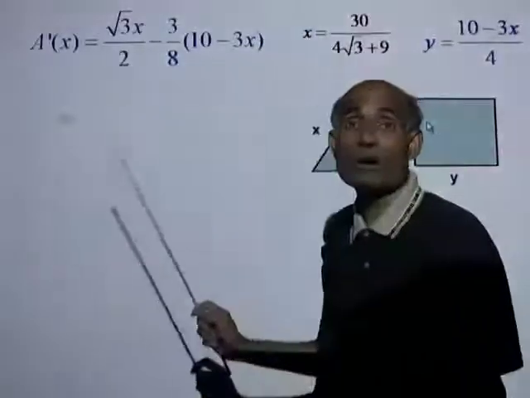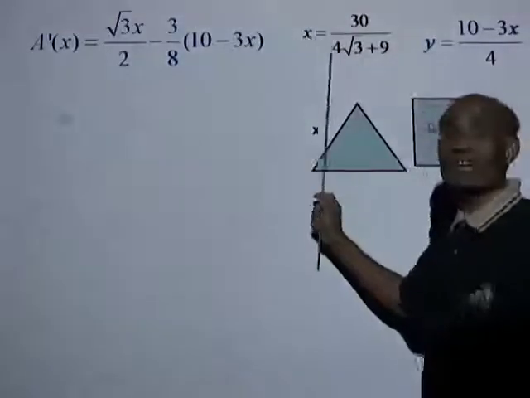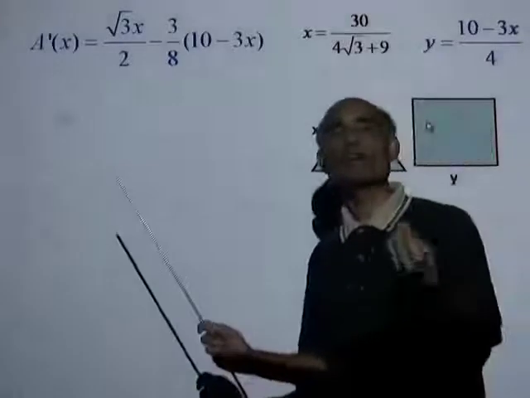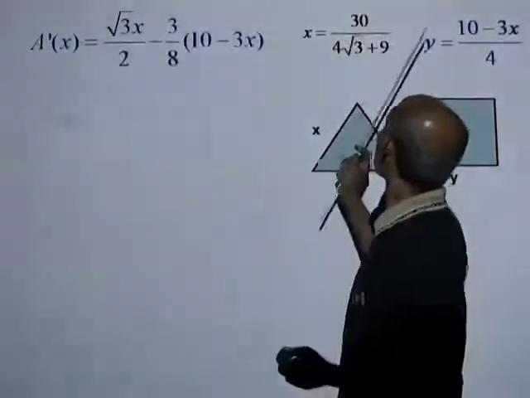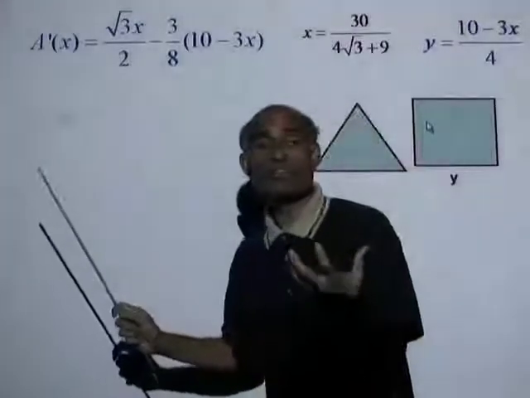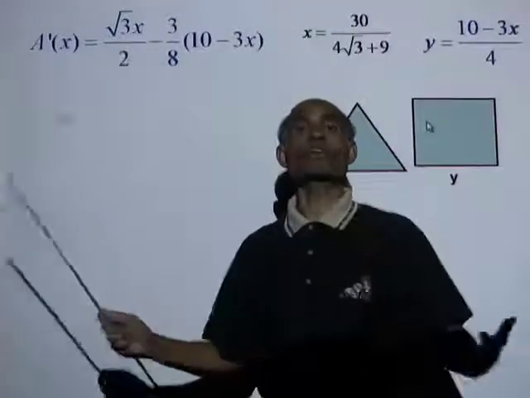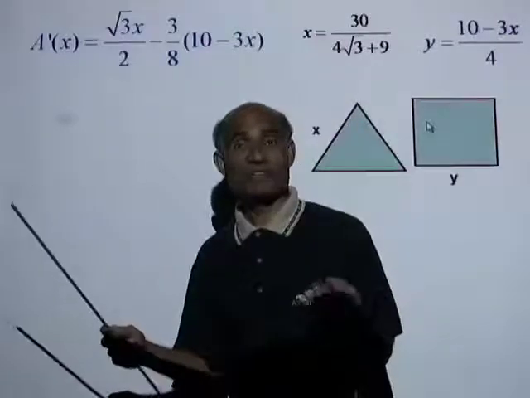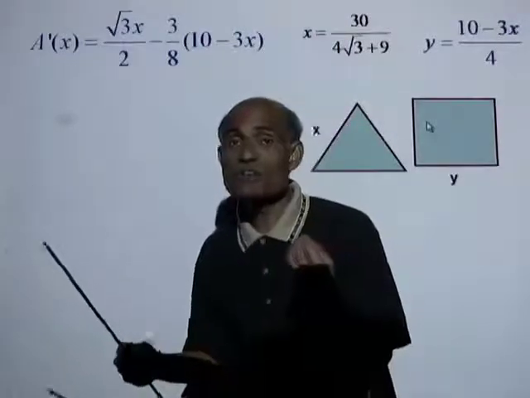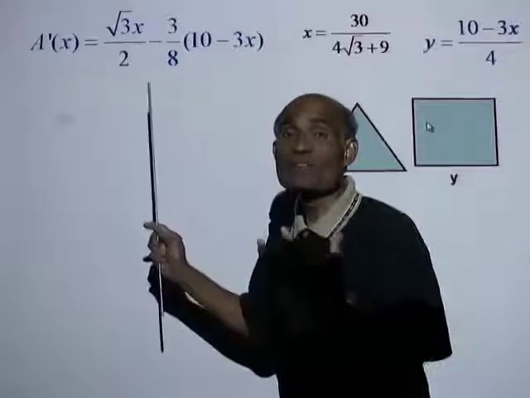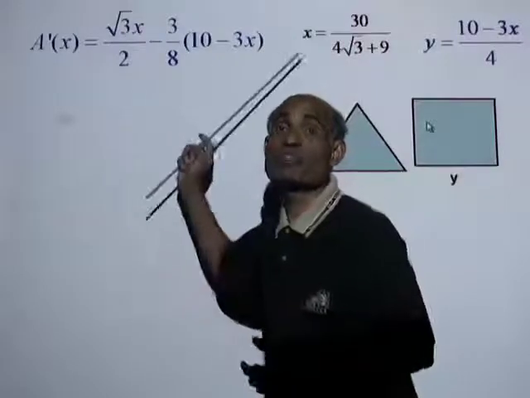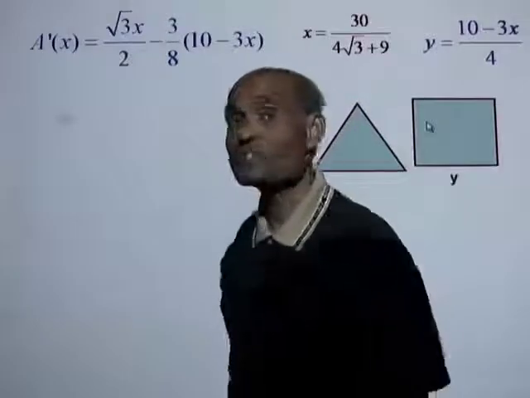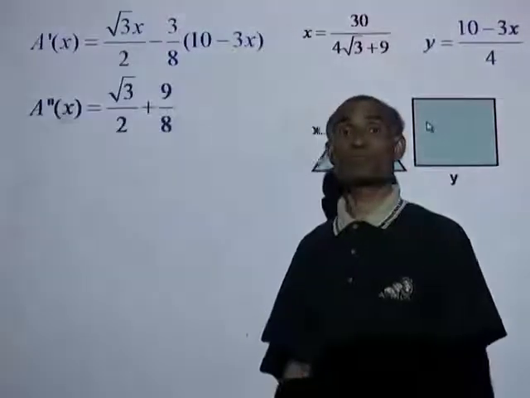Now, how do you know that at this x value the sum of the areas will be a maximum, or the function that we constructed for the area will be a maximum? Right? It's a very simple test. Find the second derivative and see if that is positive or negative at this x value. That's the test. So let's find the second derivative of our function.